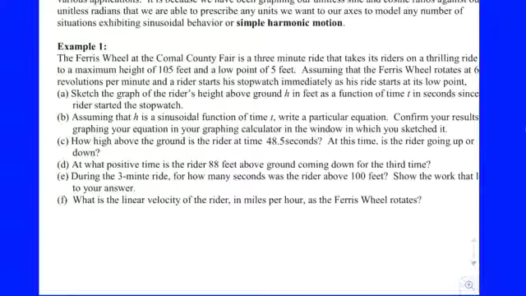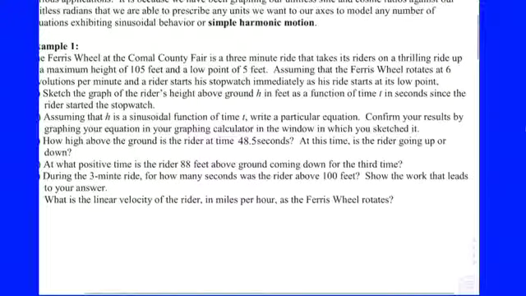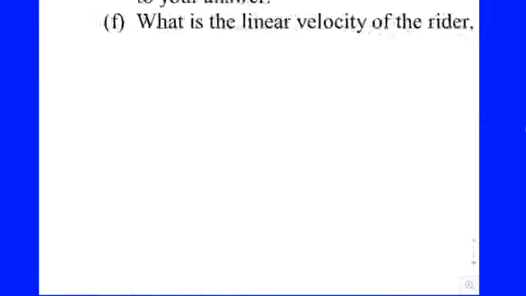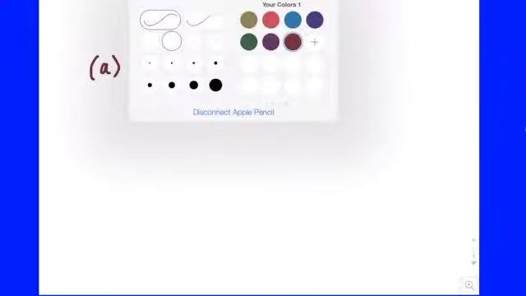Anyway, Part A. Sketch the graph of the rider's height above ground h in feet as a function of time in seconds since the rider started his stopwatch. So, for these applications, we're typically going to start with a graph. If we can sketch the graph, as you very well know by now, we can then very easily come up with an equation, right? Because we have everything marked. So, let's go ahead and sketch the graph.